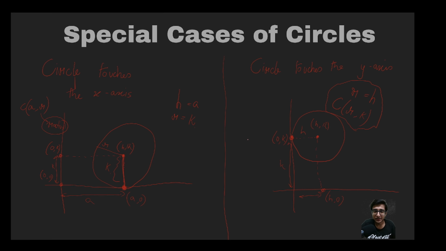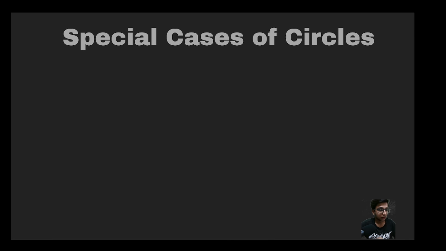Again, this was just a special case for you to visualize how a circle would look if it touches the y-axis or x-axis. Now let us look at a few more. Let's say they say that the circle touches the x-axis at the origin. So what can we make out from this? That the circle is touching the x-axis at the origin.